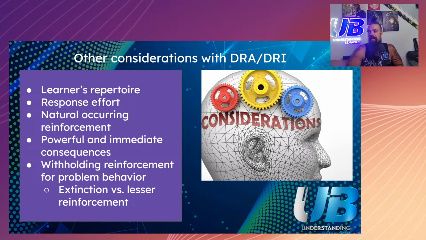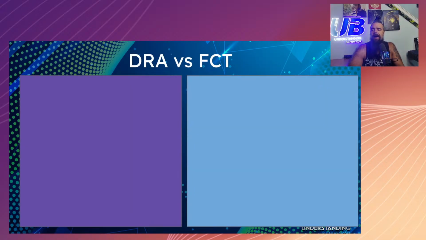And again, think about how you're going to do that. Are you going to be using pure extinction versus lesser reinforcement, and what would that lesser reinforcement look like? There's some really good data coming out for DRA without extinction, so I encourage you to explore it, especially if you haven't had much experience using lesser reinforcement before. Lastly, we'll do a quick compare and contrast with DRA and FCT.